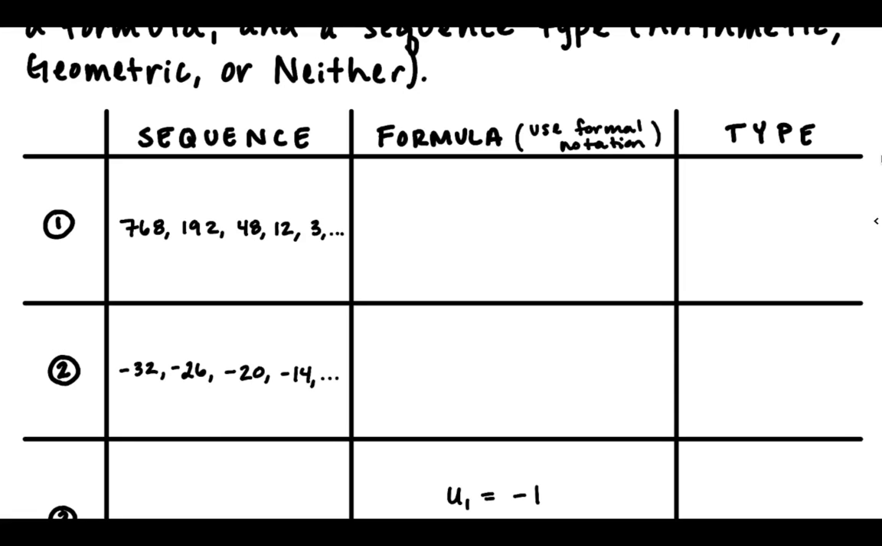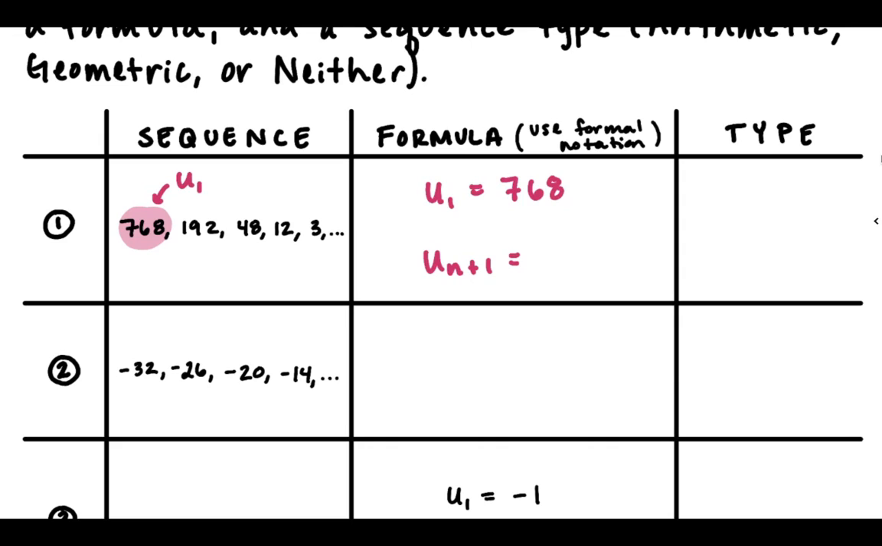We know that our recursive formula has two parts, right? It has the starting term, or u sub 1, and then it has a rule for the next term, and our symbol for the next term was u sub n plus 1. So u sub 1, that's the first term in our sequence. That's what the sub 1 means. So we know u sub 1 is 768.